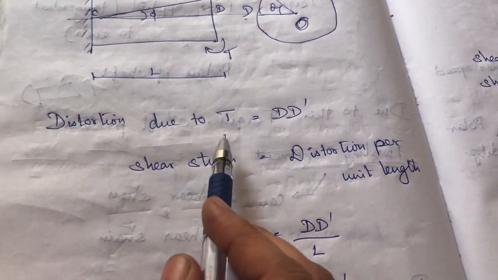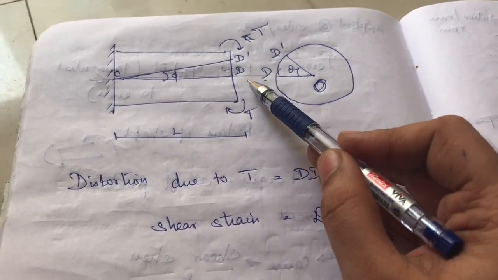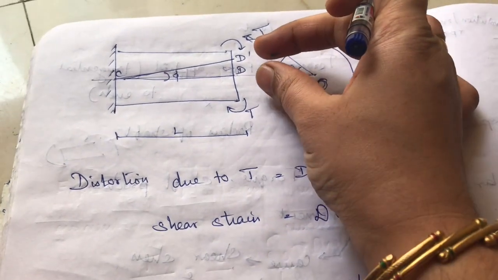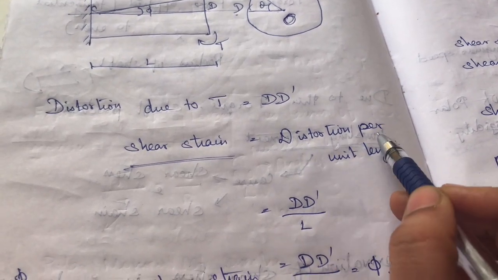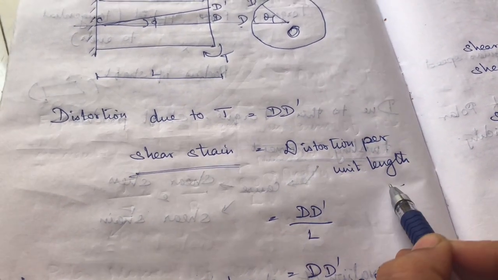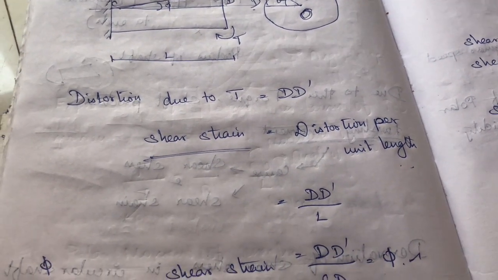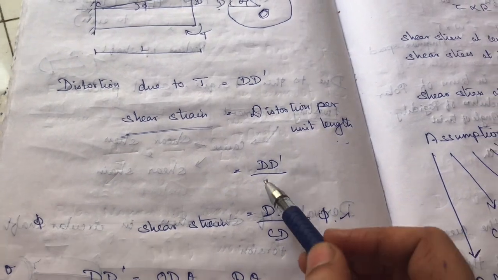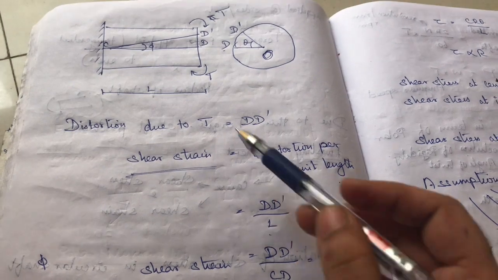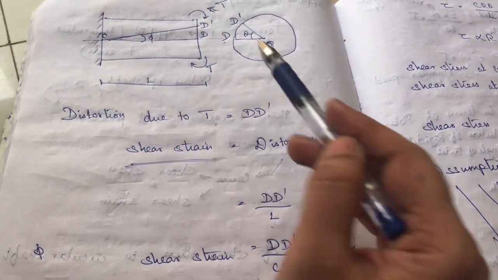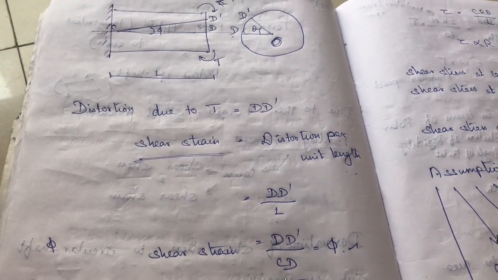Okay, torsion due to T will be equal to D, D dash. So torsion will be equal to D, D dash, right? Because this is the displacement. Shear strain will be equal to distortion per unit length, like distortion by length. Distortion is nothing but DD dash by length. Okay, and here this length will be equal to CD, right? So I am just writing it as CD, which is nothing but phi, which is equal to DD dash by CD, opposite by hypotenuse, right?